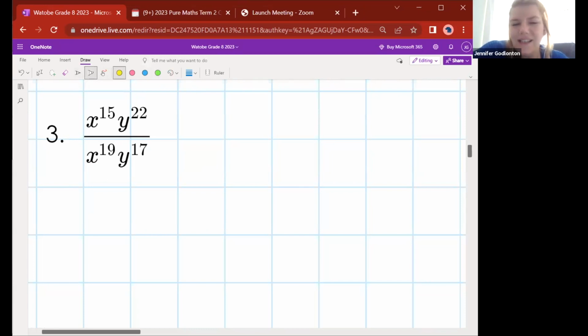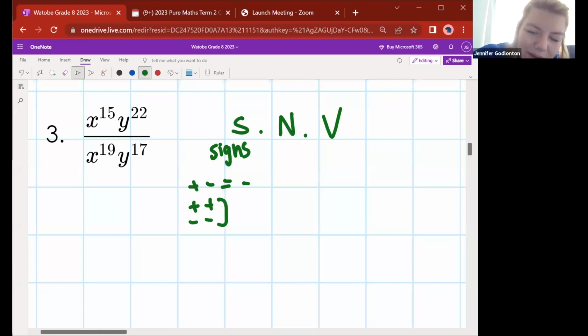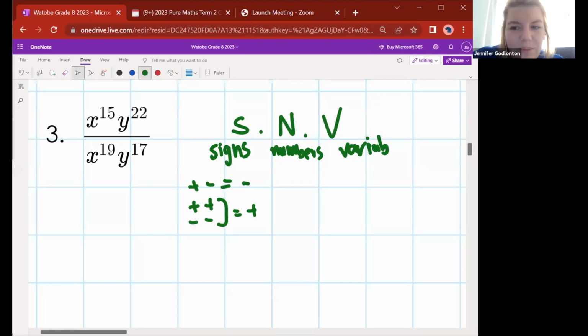Guys, this one's nice and easy. We don't have any signs to deal with and we don't have any numbers to deal with. For those of you who have not seen this, let me write it out for you here. The S stands for signs. If we have a positive and a negative, then it's going to be negative, and if we have 2 of the same, it's going to be a positive. That's dealing with signs. Numbers is just your actual numbers. And then V stands for variables, so we're looking at our letters.